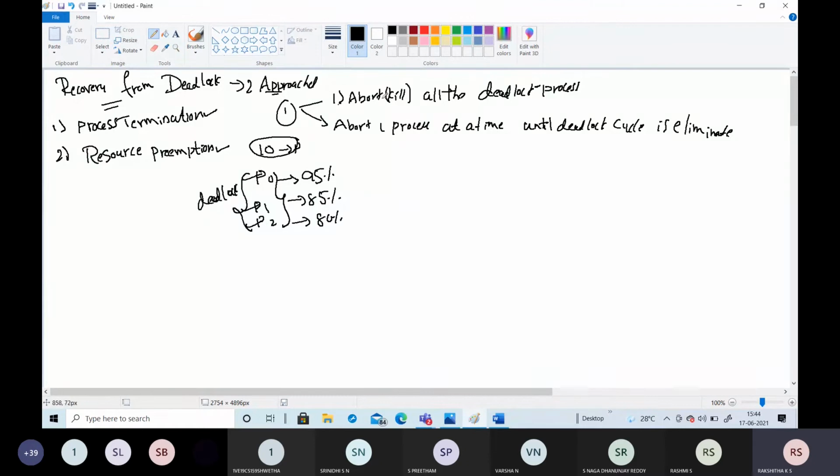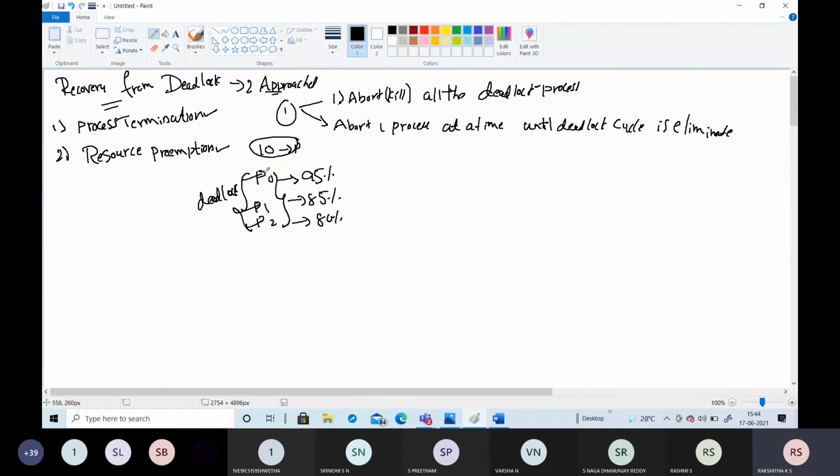So in this first technique, kill all the deadlock processes. Among processes 1 to 10, all those affected by the deadlock, we have to kill. Once we have killed them, we can come out from the deadlock. But there will be one disadvantage in this technique. What is the disadvantage?